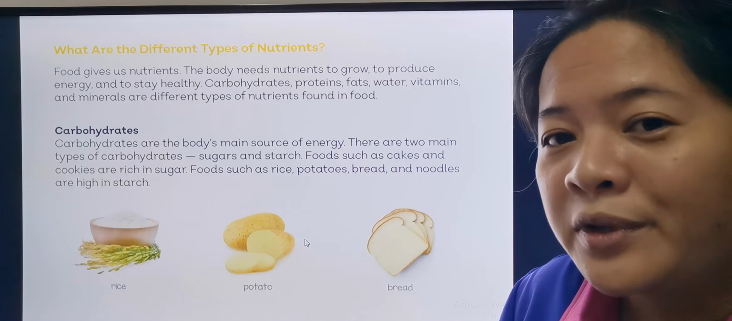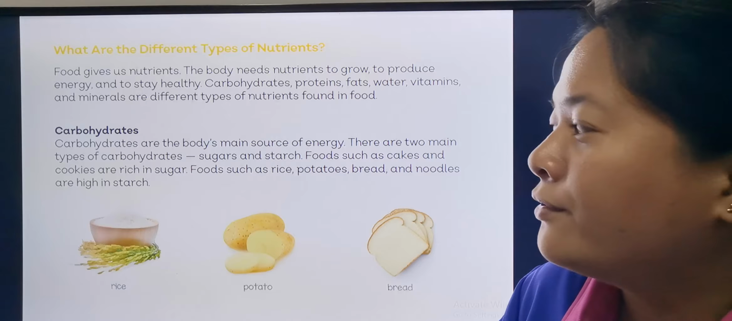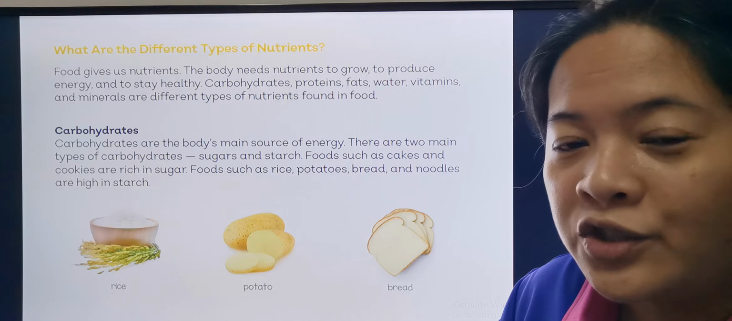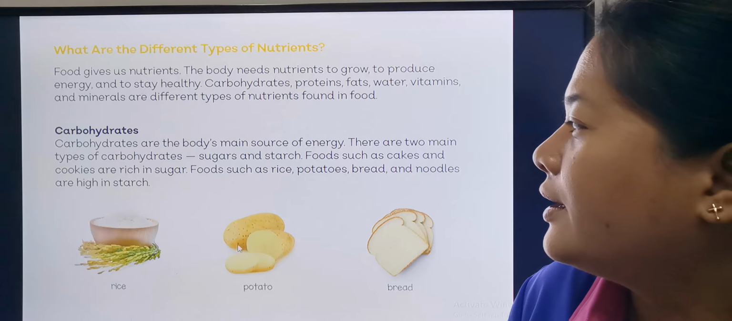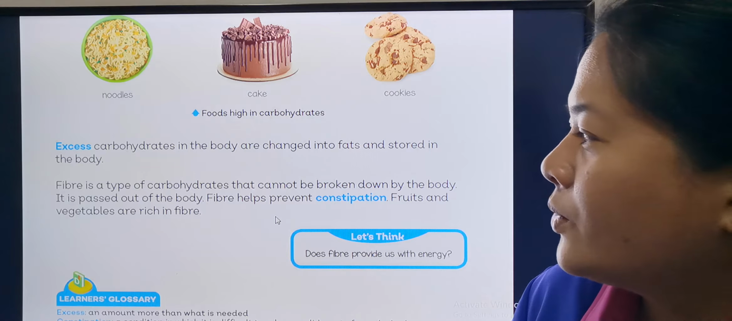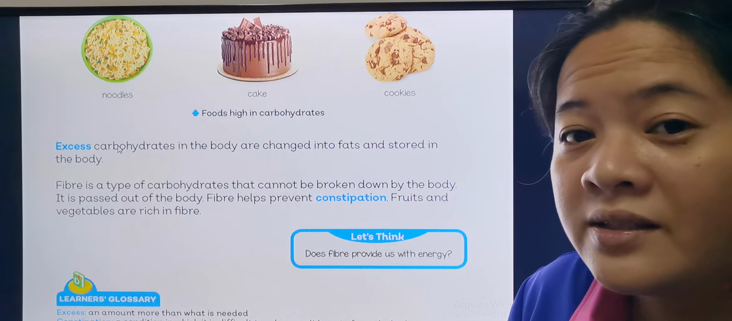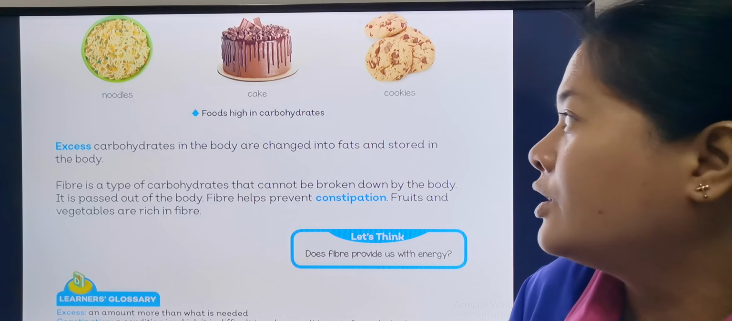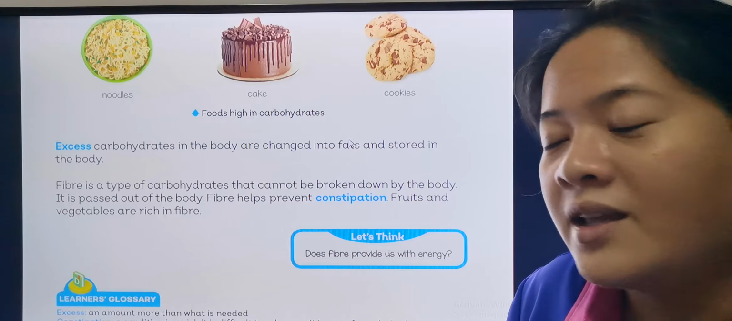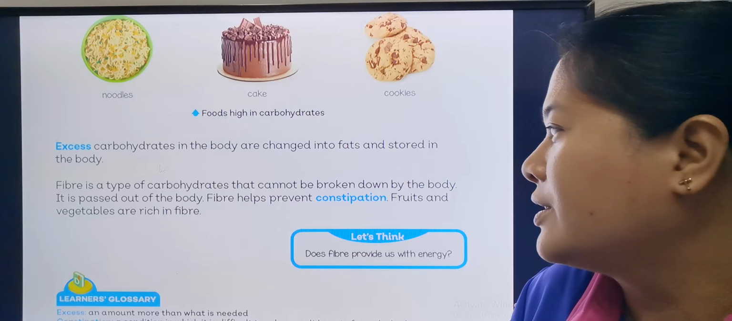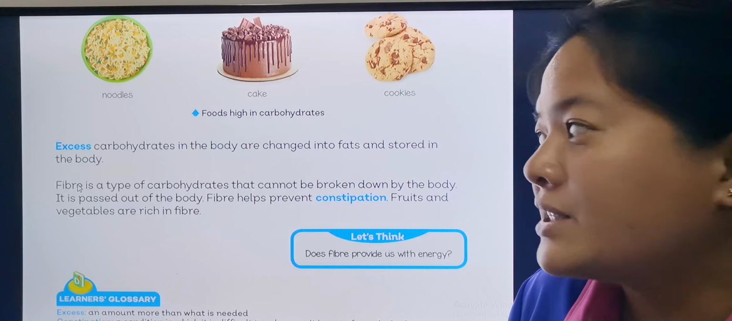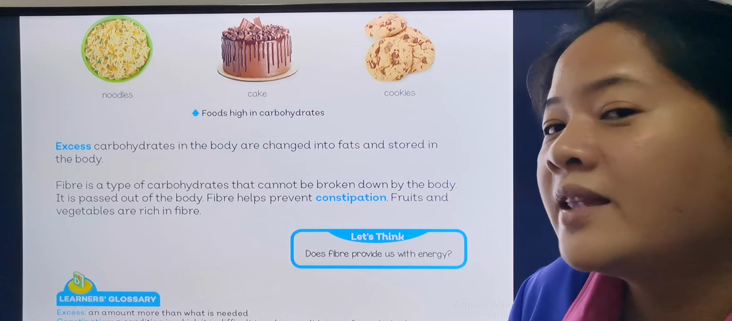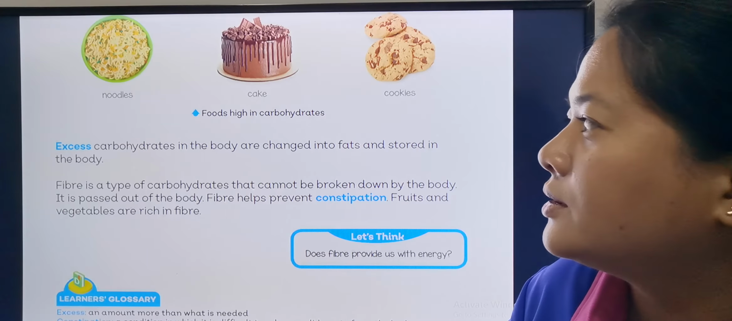In this one, we have to know about carbohydrates. The main function of carbohydrates is it's the main source of energy for our body. And then in this one, we have to understand about excess carbohydrates. If we eat a lot of carbohydrates, then it will be stored as fats in our body. And then we also have to understand about fiber. Fiber is a type of carbohydrate, and it helps to prevent constipation.